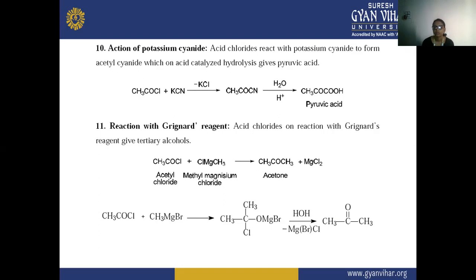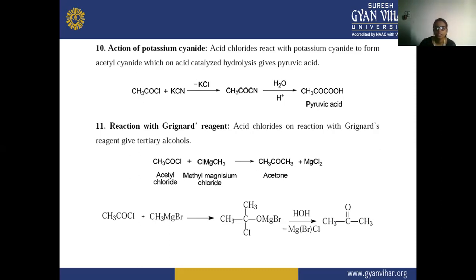So this CH3COCl is the acetyl chloride, which is reacting with KCN. There is a removal of KCl and the formation of CH3COCN, which is acetyl cyanide. On acid catalyzed hydrolysis, this acetyl cyanide gives pyruvic acid. So in this, the acid chloride is reacting with potassium cyanide, and there is a formation of acetyl cyanide, which on acid catalyzed hydrolysis gives pyruvic acid.